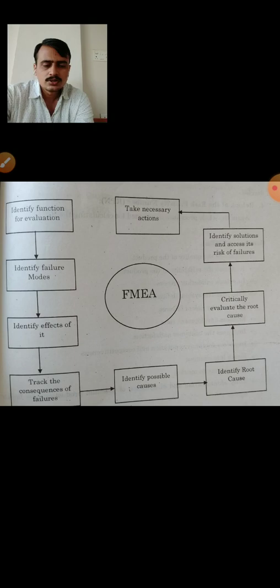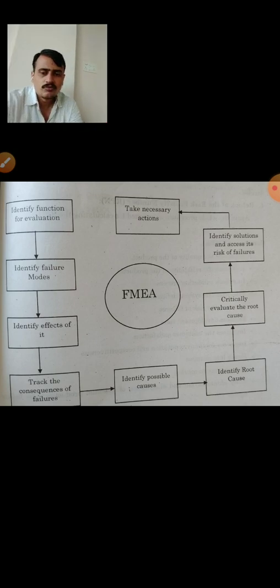Identify the root cause. Critically evaluate the root cause. Identify the solution and assess the risks of failures. Then take necessary actions. That whole cycle is FMEA, that means failure modes and effect analysis.